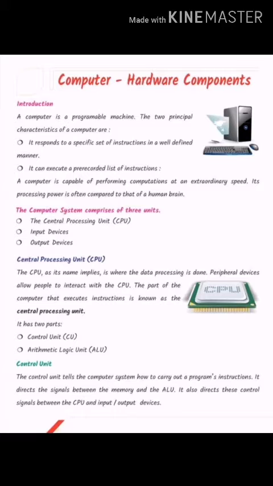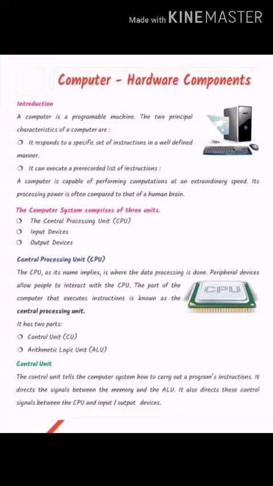The computer system comprises three units: the central processing unit CPU, input devices and output devices. The central processing unit is where the data processing is being done with the help of peripheral devices, that is the keyboard and mouse and all input devices. People interact with the CPU and send the instructions, and then as per the instructions the CPU executes them and produces the result as per our requirement.